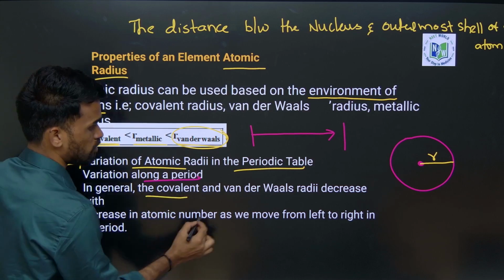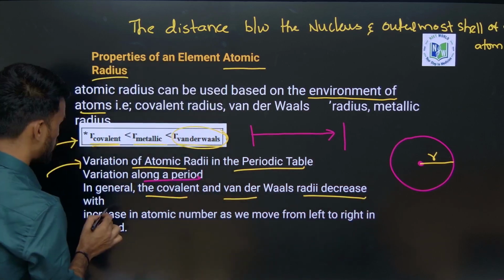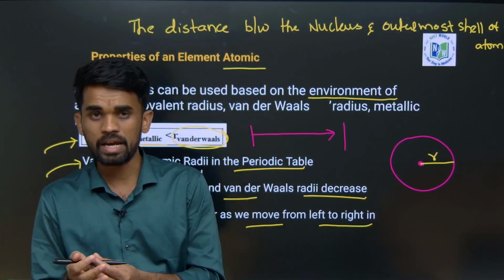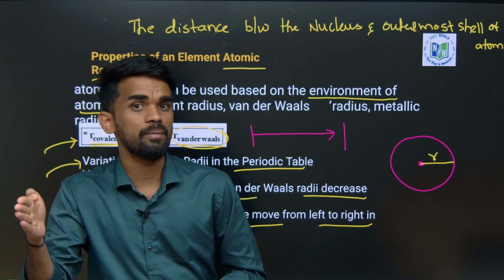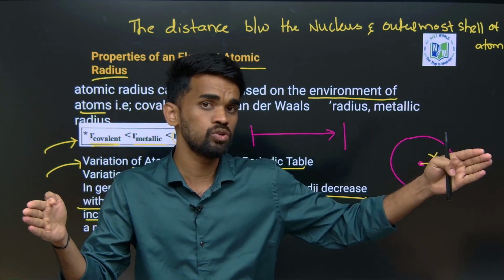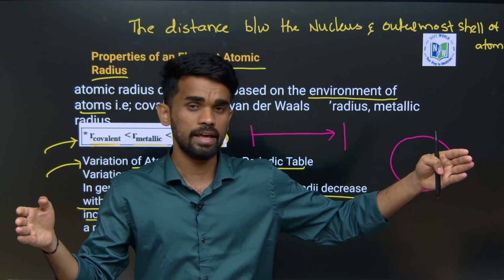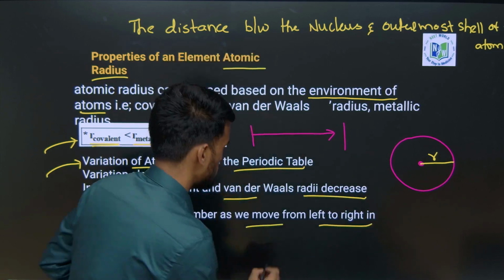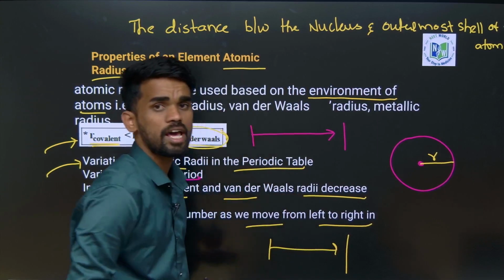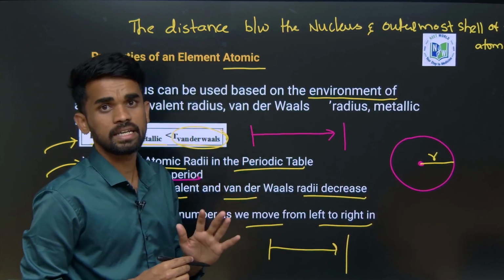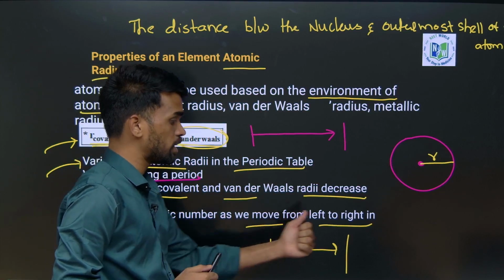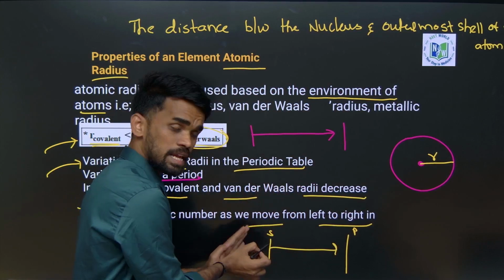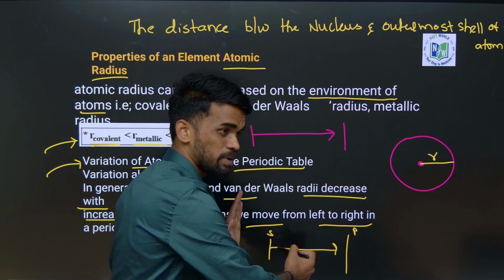The covalent radii and van der Waals radii decrease with the increase in atomic number as we move from left to right. In the periodic table, if we move from S block elements to P block elements, from left to right, what happens? The atomic radius decreases. Here we have less atomic number, and if we move this side in the respective period, atomic number increases.